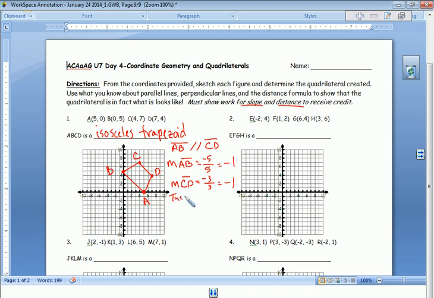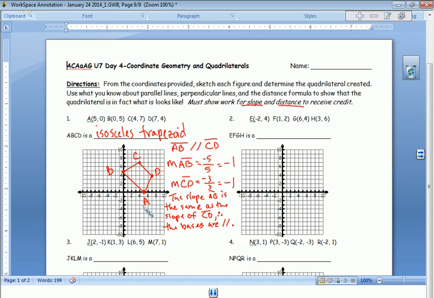The slope of AB is the same as the slope of CD. Therefore, the bases are parallel. All right, so we proved trap. Now let's see if we can prove isosceles trap.